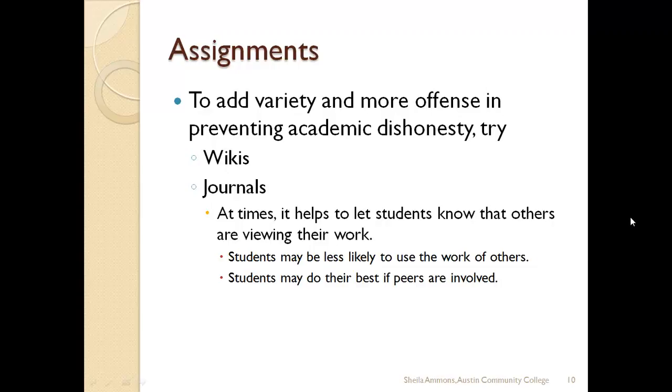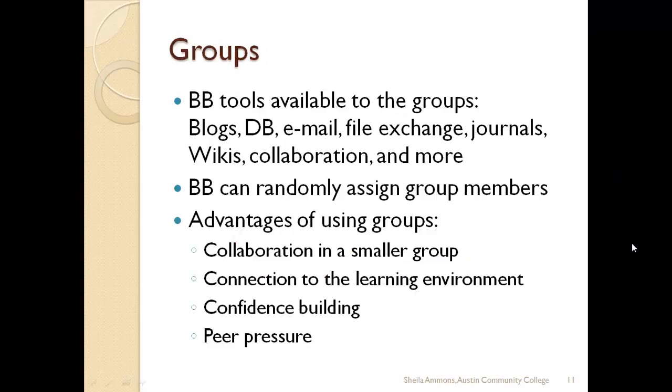To add variety and more offense in preventing academic dishonesty, try wikis or blogs or journals. At times, it helps to let students know what others are seeing as they view their work. Students may be less likely to use the work of others, and they may do their best if peers are involved. These different types of assignments allow the students to write, but it's different than sitting down and writing a paper. Use a variety of written activities.